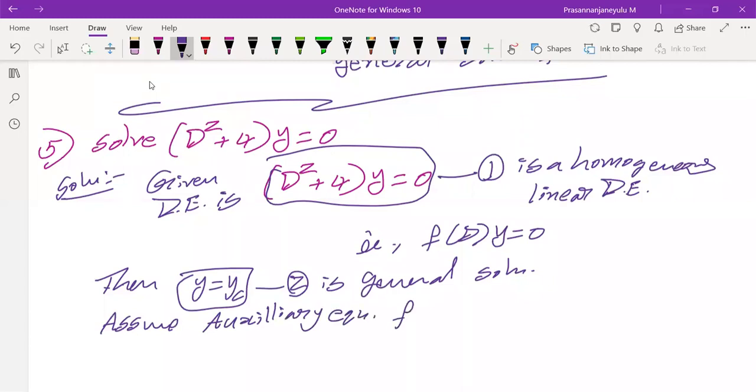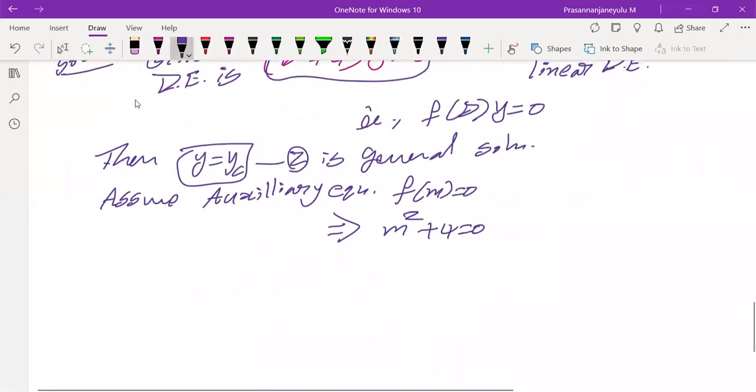What is the auxiliary equation? F of m equals 0. What is f of D? D square plus 4. Then what is f of m? m square plus 4 equals 0. Then what is the m square value? m square equals minus 4.